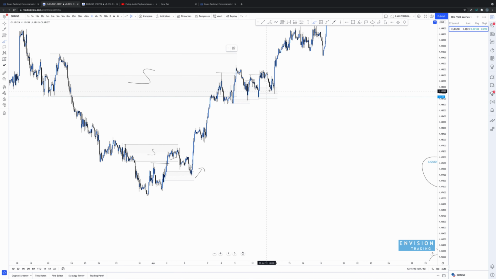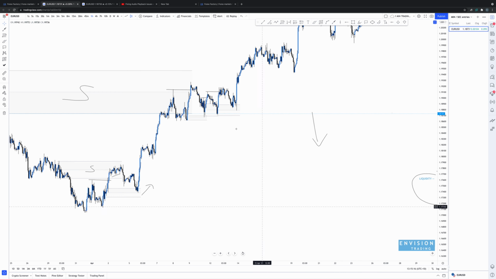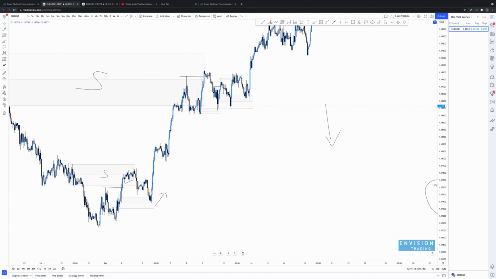And what do they create? This is all liquidity for a future move down. And now let's look at the liquidity inside here. Let's actually mark it on. I mark it on with these red dots. So we have liquidity there. And what did price do? It created liquidity on its way down and then swiped the liquidity on its way up.